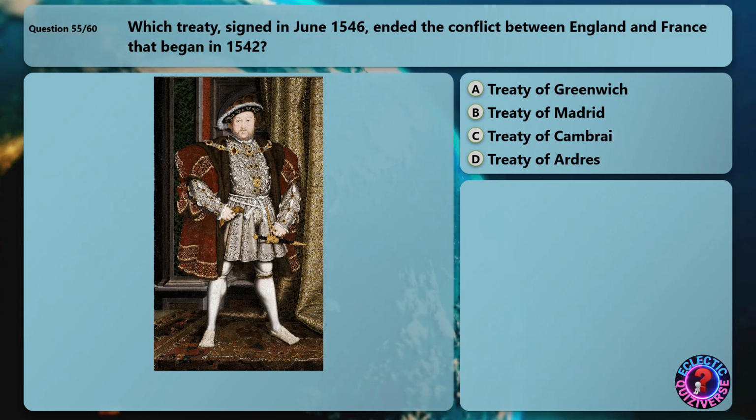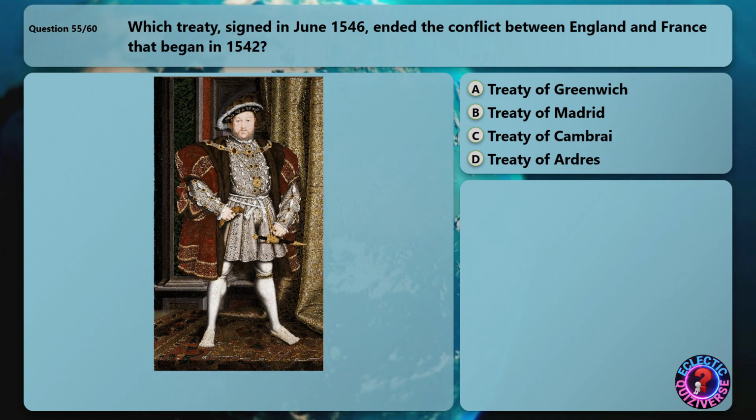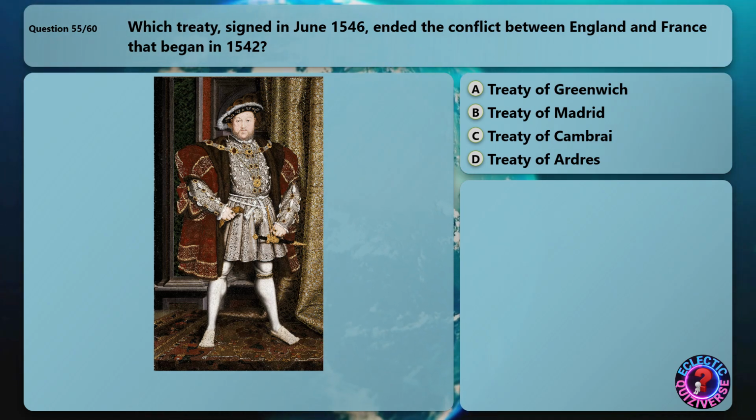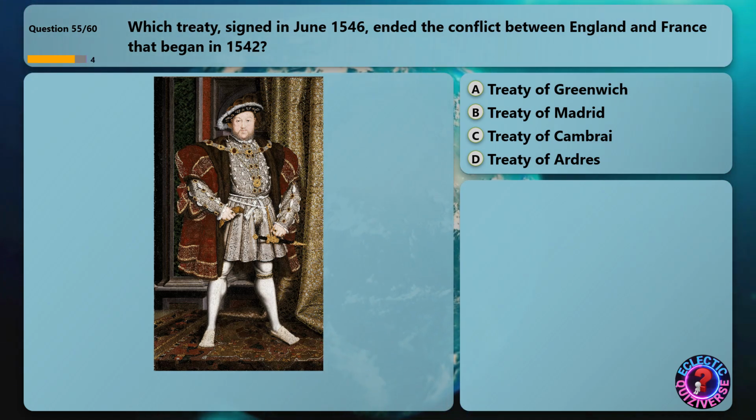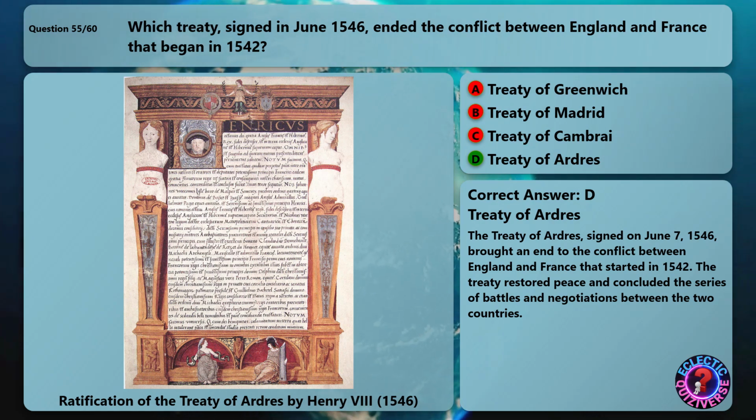Which treaty, signed in June 1546, ended the conflict between England and France that began in 1542? The correct answer is Treaty of Ardres. The Treaty of Ardres, signed on June 7, 1546, brought an end to the conflict between England and France that started in 1542. The treaty restored peace and concluded the series of battles and negotiations between the two countries.